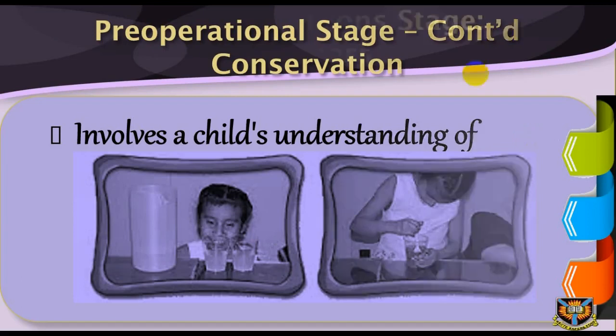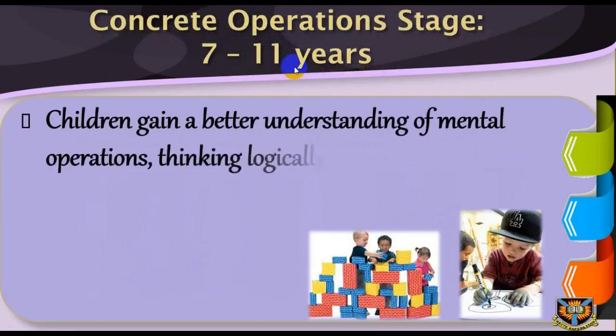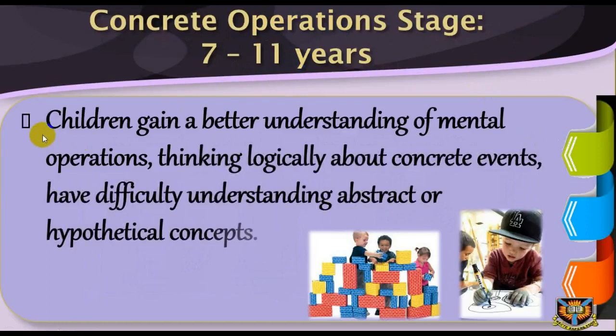Concrete operational stage, 7 to 11 years. The concrete operational stage begins around age 7 and continues until approximately age 11. During this time, children gain a better understanding of mental operations. Children begin thinking logically about concrete events, but have difficulty understanding abstract or hypothetical concepts.